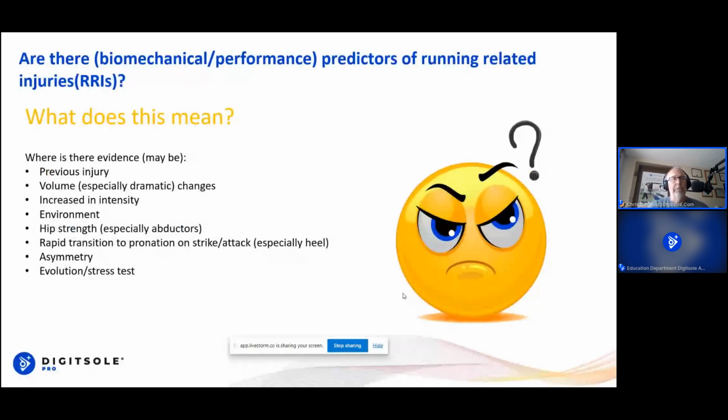Previous injury is one of the major predictors of future injury, which makes potential sense, but it also means that maybe people aren't really fixing the problem. Running volume is another big one. We see that stress-strain relationship and other characteristics, and that's also related to the intensity. Environment also makes a big difference, and sometimes people are environmentally predisposed to certain injuries.